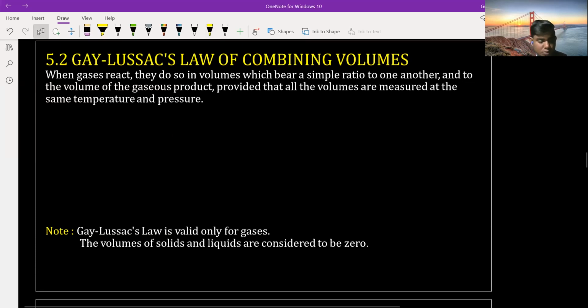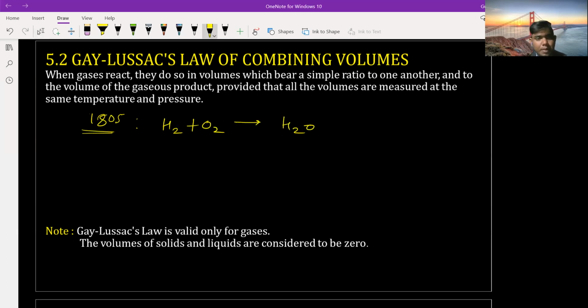Gay-Lussac सर ने 1805 में ऑब्जर्व किया था कि जब H2O का फॉर्म होता है तो H2 plus O2 gives H2O. Means at balancing the reaction, 2H2 plus O2 gives 2H2O.